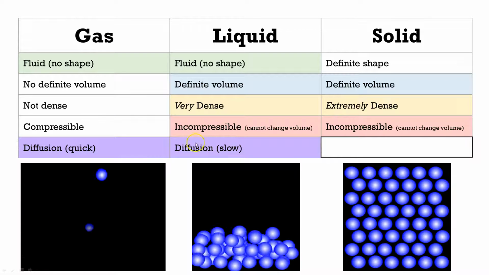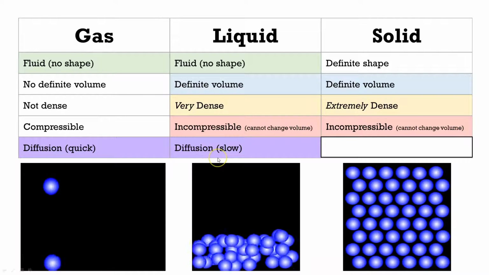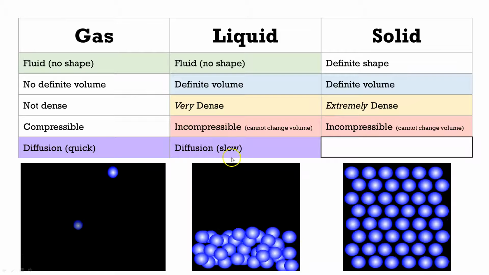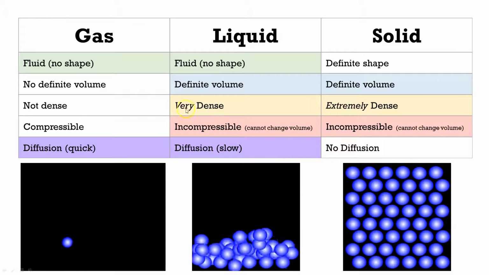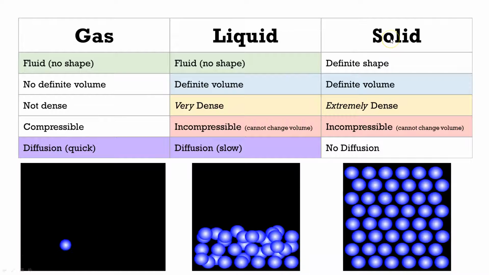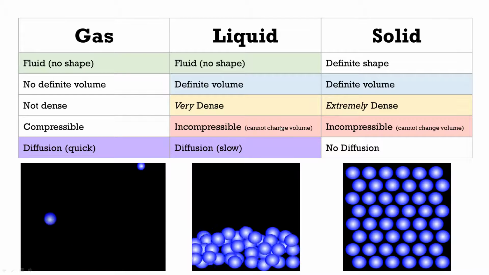And finally, diffusion. Gases and liquids both will have diffusion. If someone walked in the room wearing stinky cologne, that is going to diffuse through the gases. If you put food coloring in water, that's going to diffuse through there. Solids, you're going to put two solids together, they're not really going to diffuse at all. So, things that gases and liquids have in common: fluidity and diffusion. Things that liquids and solids have in common: they have a definite volume, they're very dense, and they're incompressible. You cannot change that volume.